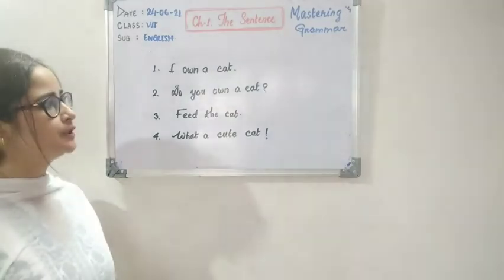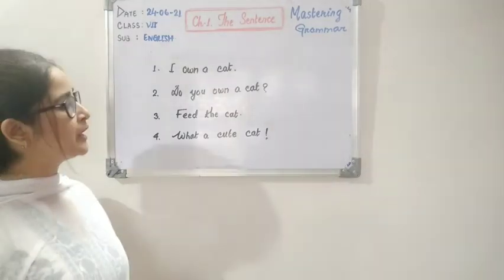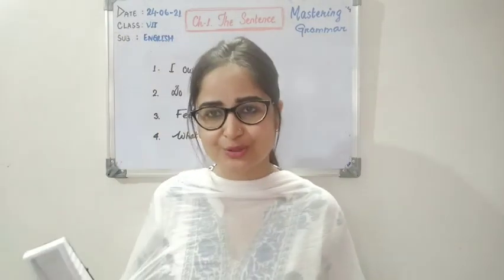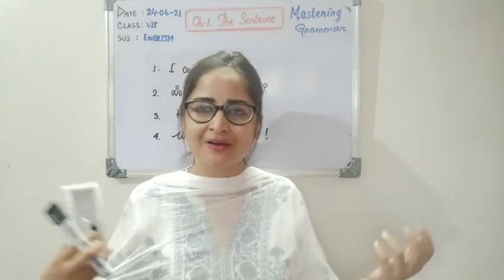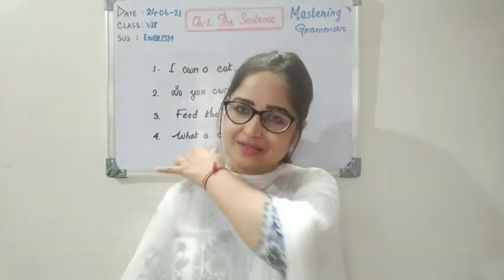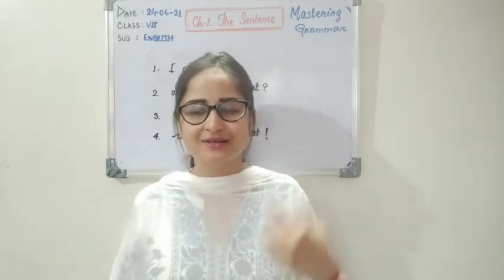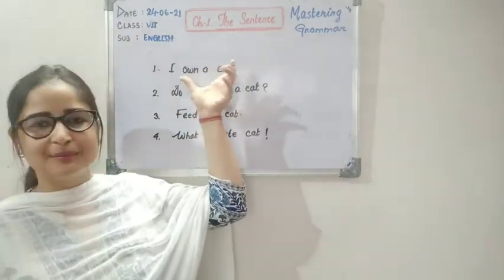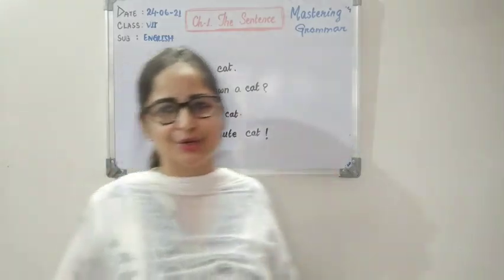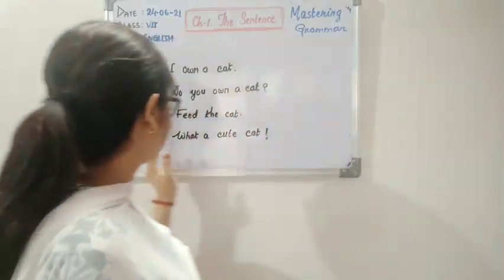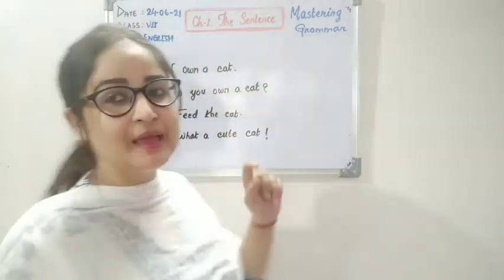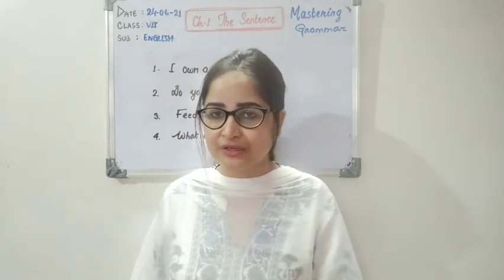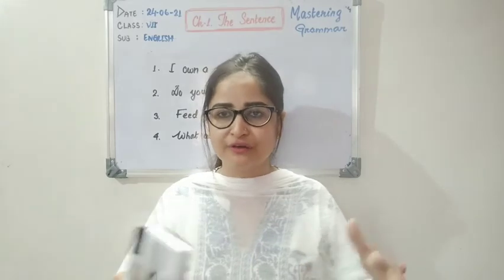Now next, number 2: Do you own a cat? This is of course a question, right? I am asking you whether you have a cat or not. You might answer, and if you answer, that can become a statement, which comes in the first category of sentence. Now with the third one, feed the cat. I am ordering you, commanding you to feed the cat. I want you to feed the cat.